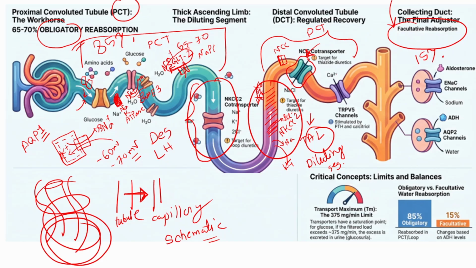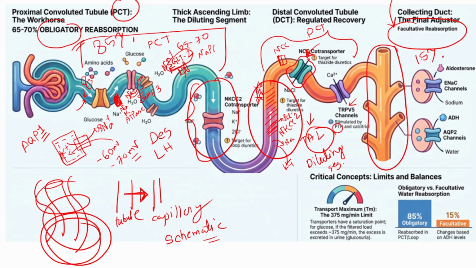And for calcium homeostatic adjustments, we position TRPV5, or transient receptor potential vanilloid member 5 channel, which is stimulated explicitly by parathyroid hormone and calcitriol to drive transcellular calcium reabsorption. Finally, the tubule system terminates at the collecting duct, which acts as the final adjuster.